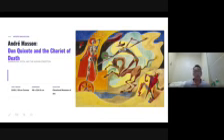Now, value is shown through the contrast between light and dark areas. The darker values create a threatening mood and emphasize the figure of death, while the lighter areas help important figures and actions stand out. This contrast guides the viewer's attention across the composition.